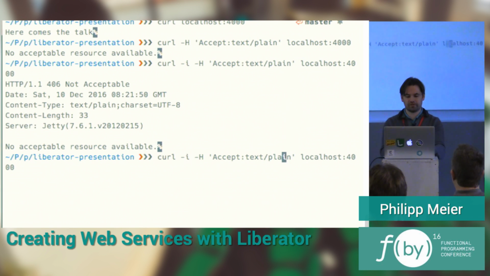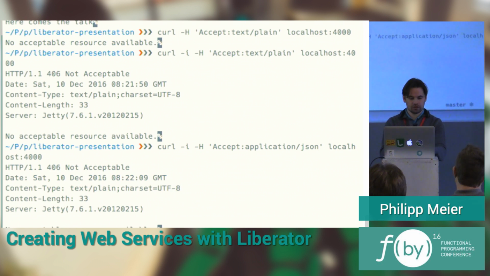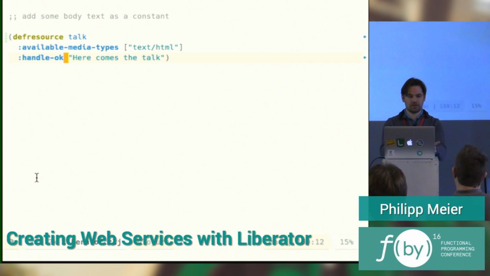Imagine you wanted to use the service with an, I don't know, Android app, and you want to have, what is this, application JSON, right? Application JSON. It should return no acceptable resource. I'm sorry, I don't speak JSON. So we never implemented this. We just declared we support text HTML. So it's quite convenient.